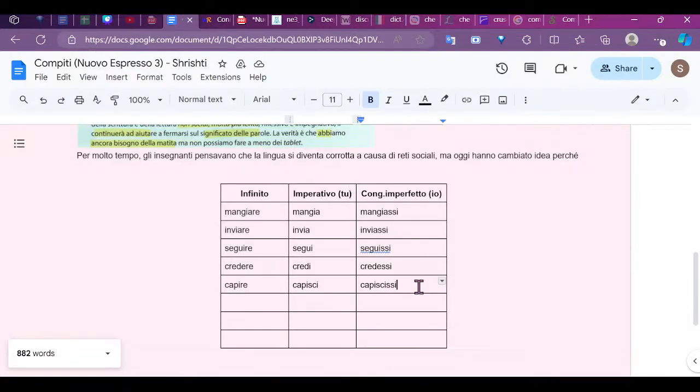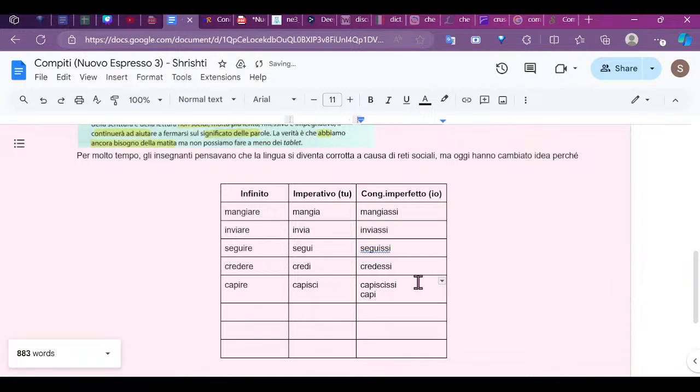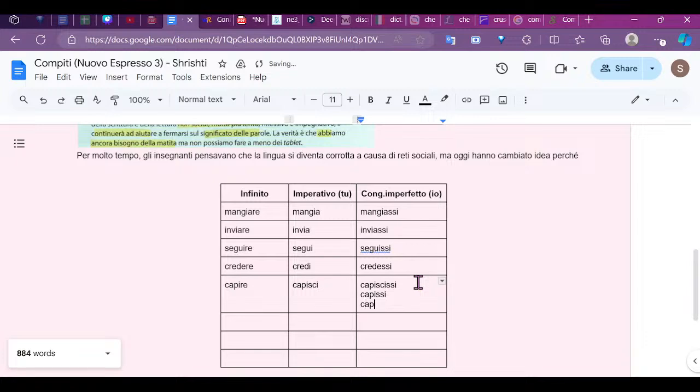Let me actually write these guesses down. So if I remove the ending -re, because that's what we did here, credessi is removing -re, right? Seguissi, removing -re and just adding -ssi. Inviare, same thing. Mangiare, same thing. Okay, so that's a much more dependable rule then. I hope I'm not spending all this time for nothing. If I just remove -re, then I get capisci or capessi, I don't know, let's find out.